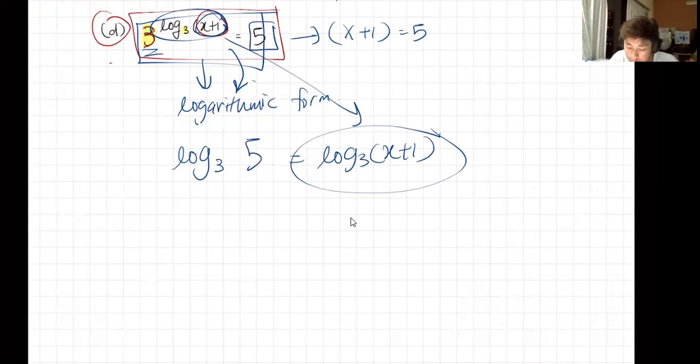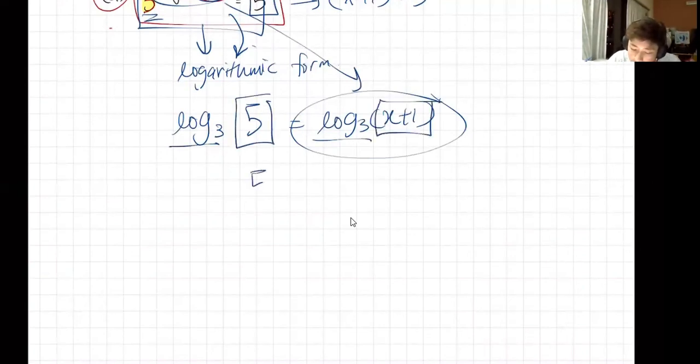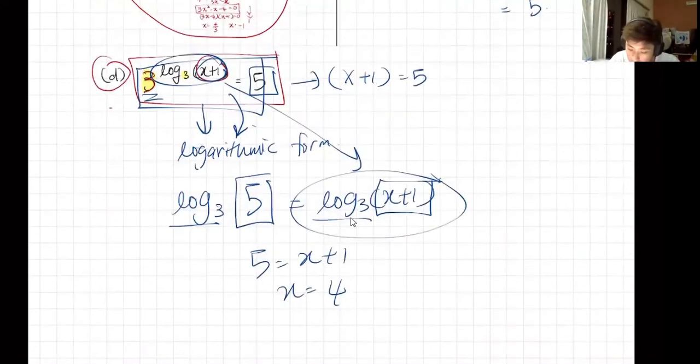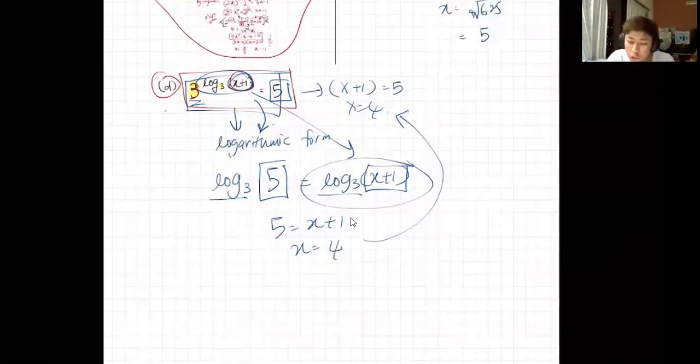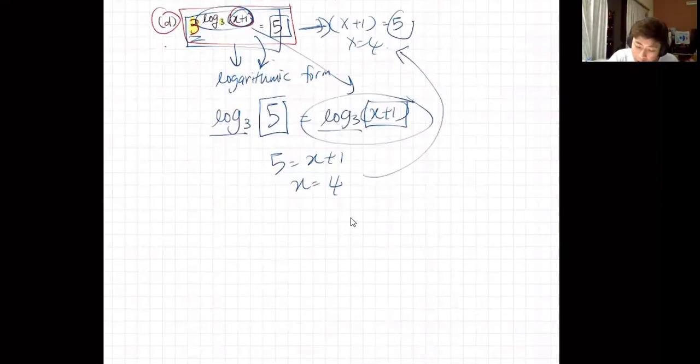If you reach this step, you realize that you have log base 3 on the left and log base 3 on the right. Therefore, you can compare straight away. 5 is equal to x plus 1, so x is equal to 4, which is the same answer you will get here. If you remember the anti-log method, you can get the answer straight away. If not, when you see questions like this, try to see whether you can convert it to logarithmic form and solve it. This is a type of question you need to note down. Let's move to E.